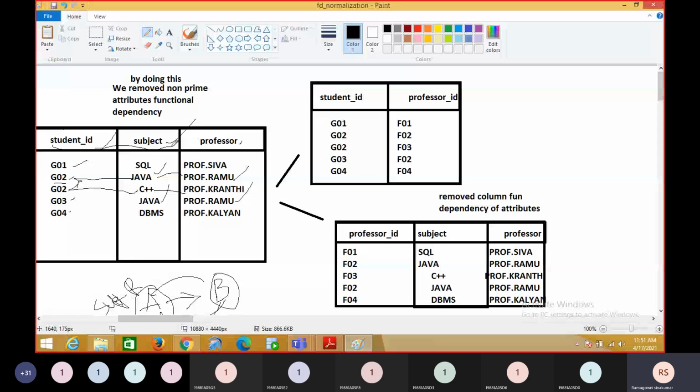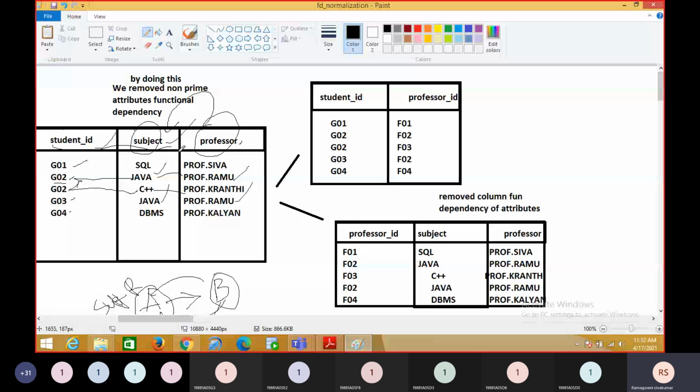Professor depends on the subject. Here professor is what? Non-prime attribute. That professor depends on the subject. Here subject is the prime attribute and professor is a non-prime attribute. So which is not allowed in BCNF. So I want to decompose it.